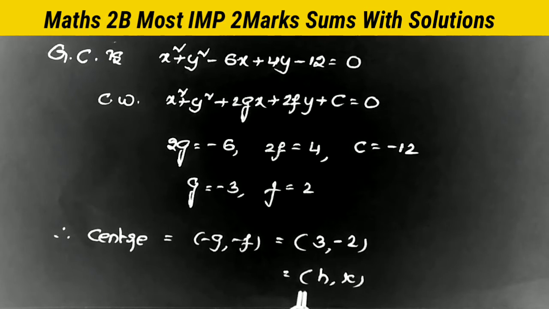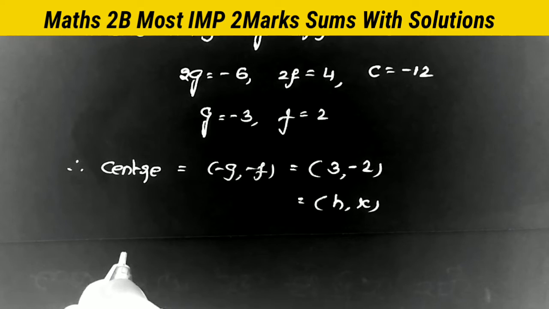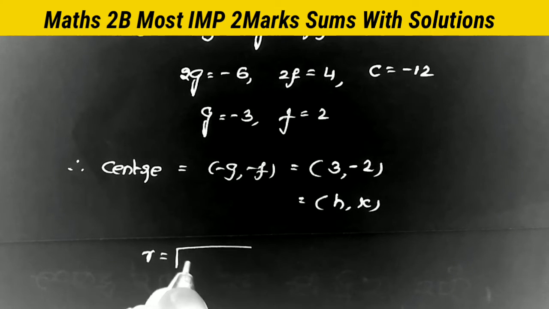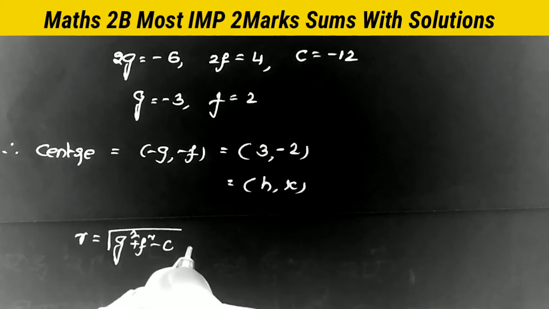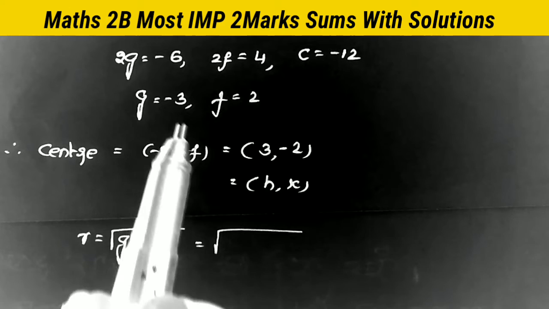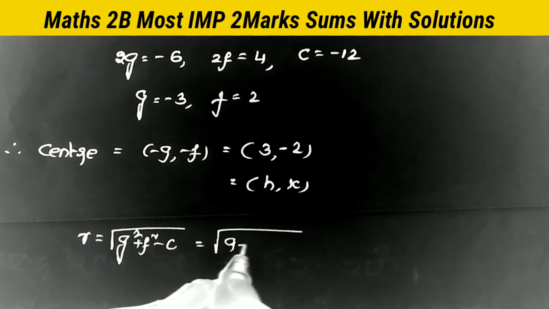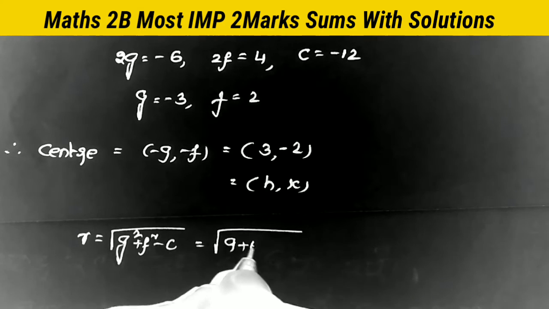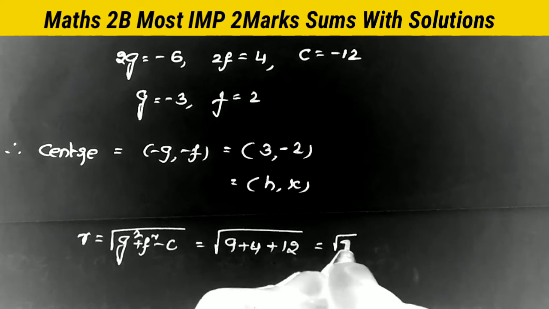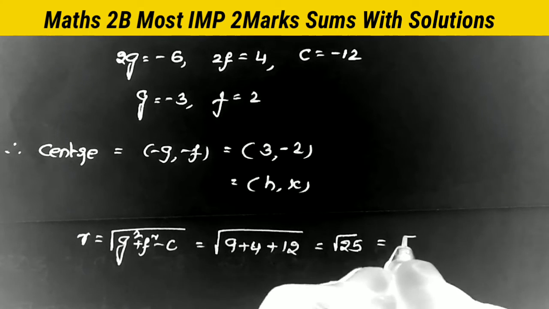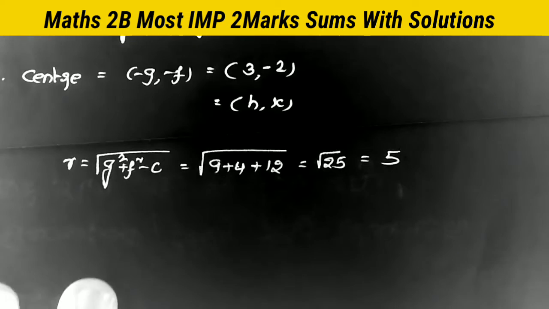To find the parametric equations, we take that center is equal to h comma k. And what is the r value? r is equal to radius. The formula is square root of g square plus f square minus c, that is equal to square root of g square, minus 3 whole square 9, 2 square 4, minus c, minus of minus plus 12, that is equal to root 25, that is equal to 5. So radius is equal to 5.